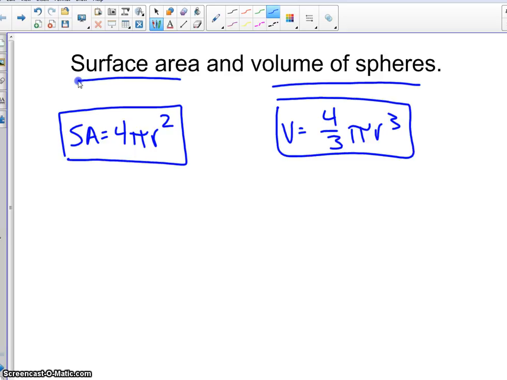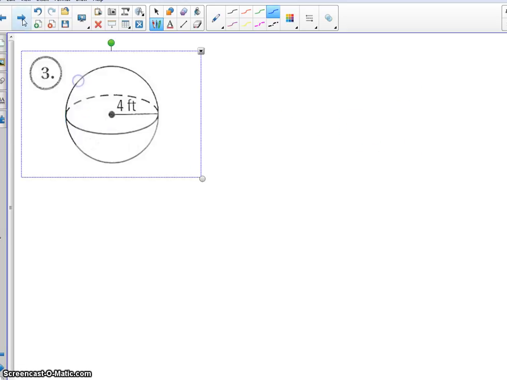So to get started now, we're again going to work through a couple of the problems. You're first doing number 3 here. It says, find the surface area of the sphere, round your answer to 2 decimal places. We're going to leave it in terms of pi again, so we want the exact answer. We're talking surface area, so you have to pick the right formula.